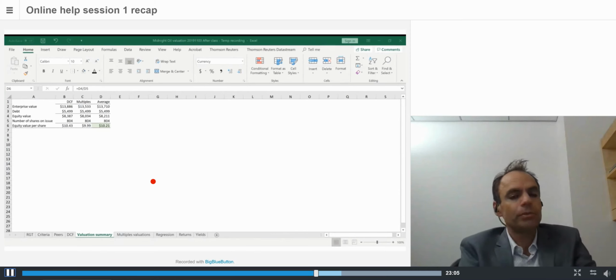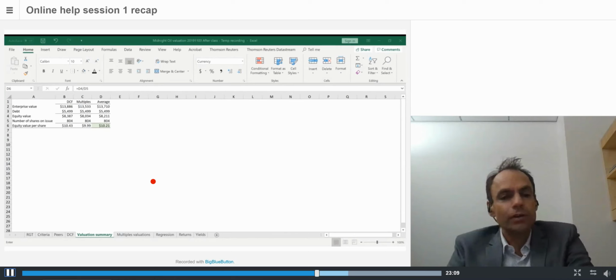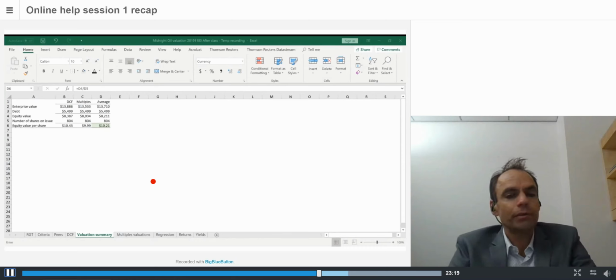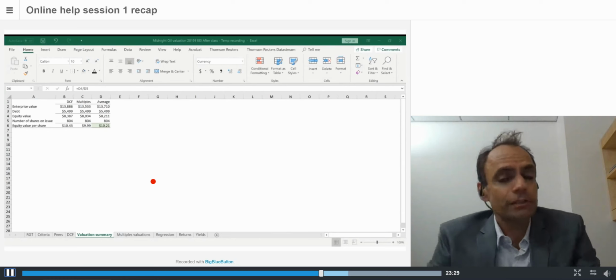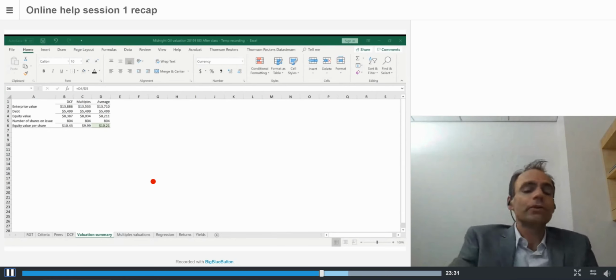Now I can do my computation of the weighted average cost of capital. I can say cost of equity times 1 minus input leverage plus cost of debt times 1 minus the corporate tax rate times input leverage. And I've got a weighted average cost of capital of 7.67%.